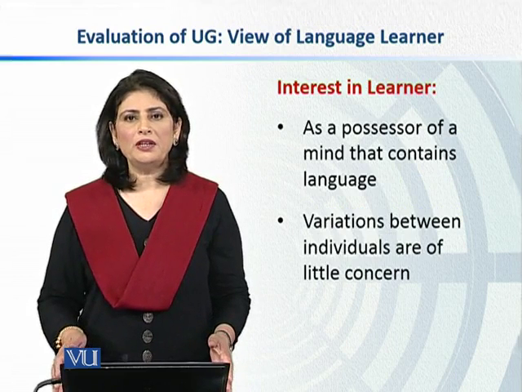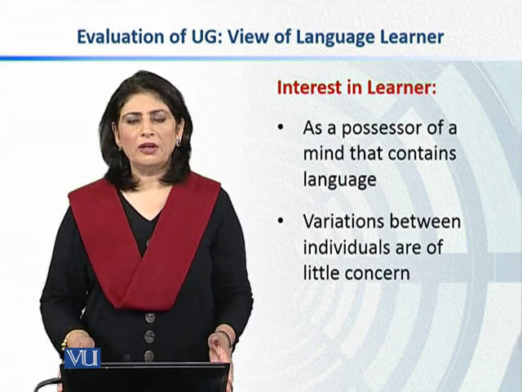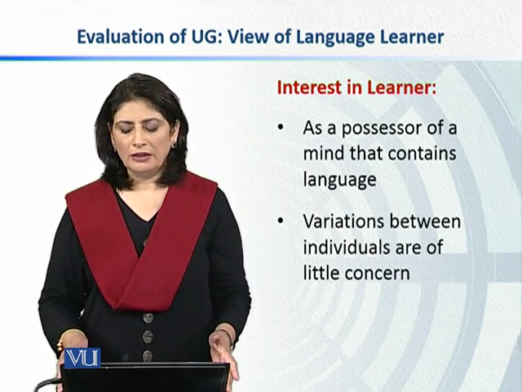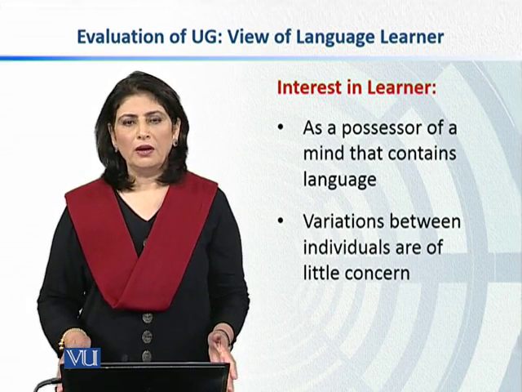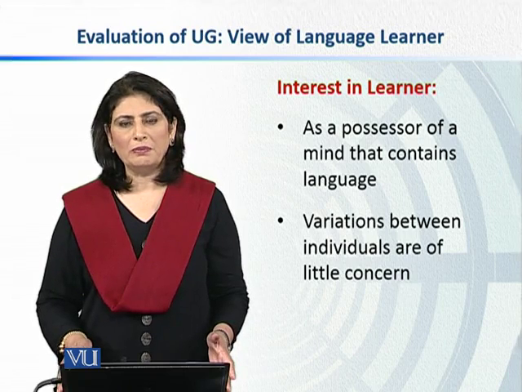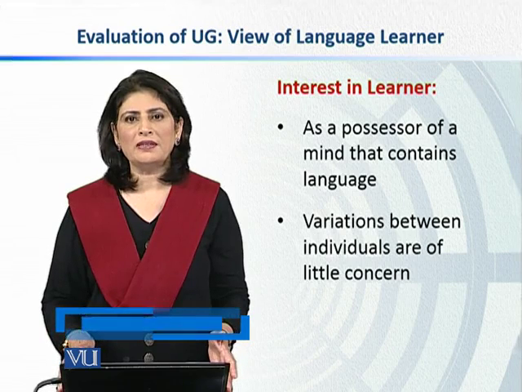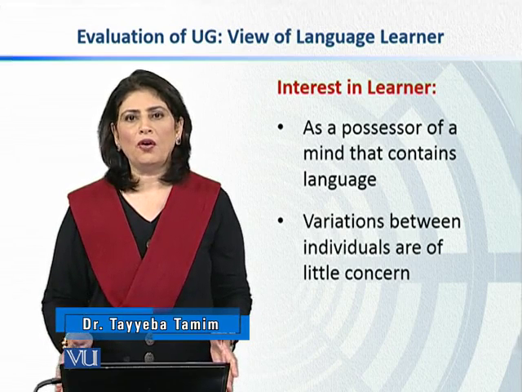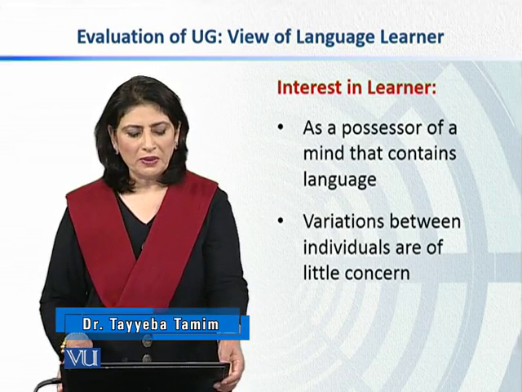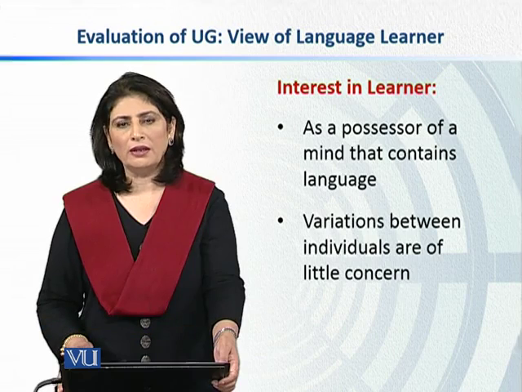Regarding the interest in the learner, universal grammar is only interested in the learner as a processor of a mind that contains language. That means it is not interested in the learner as a social being, but it only conceptualizes the learner as a mind processing the complex information of a language, or something that is storing the language.